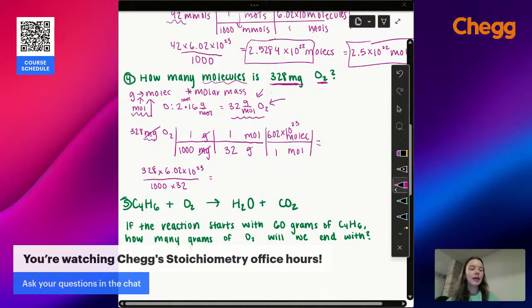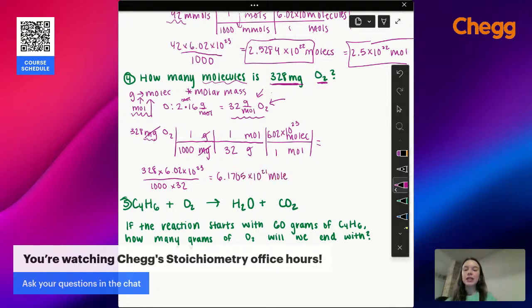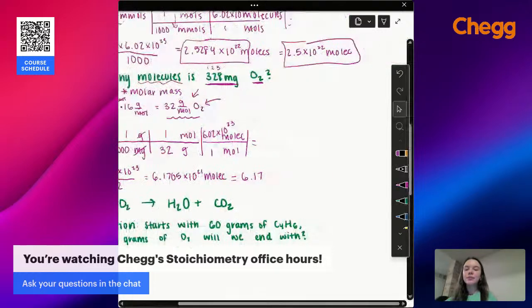After putting that in our calculator, we get 6.1705 times 10 to the 21st molecules, which, using sig figs, since we started out with 1, 2, 3 sig figs, will end with 6.17 times 10 to the 21st molecules.